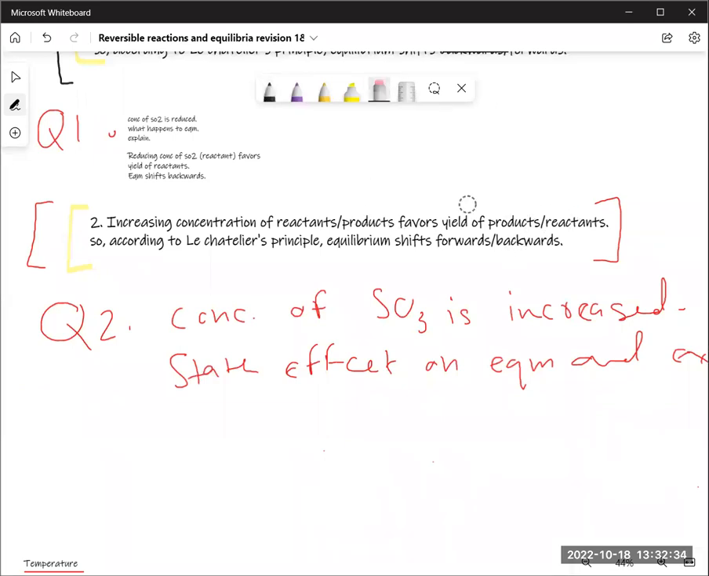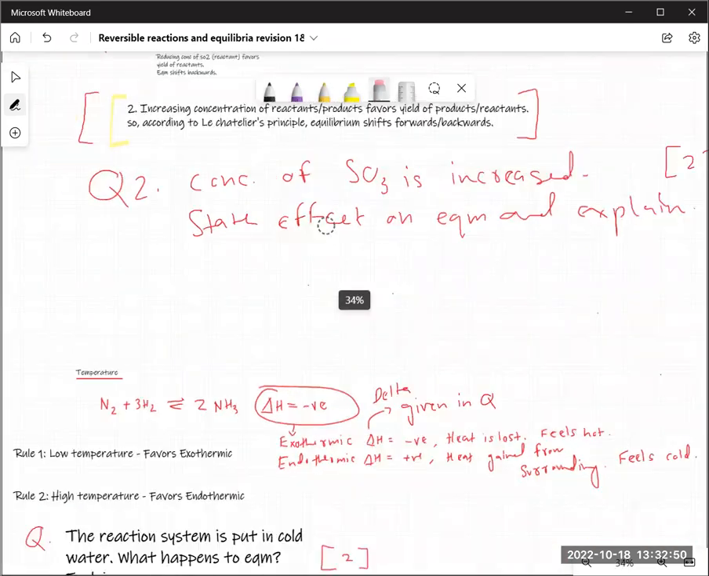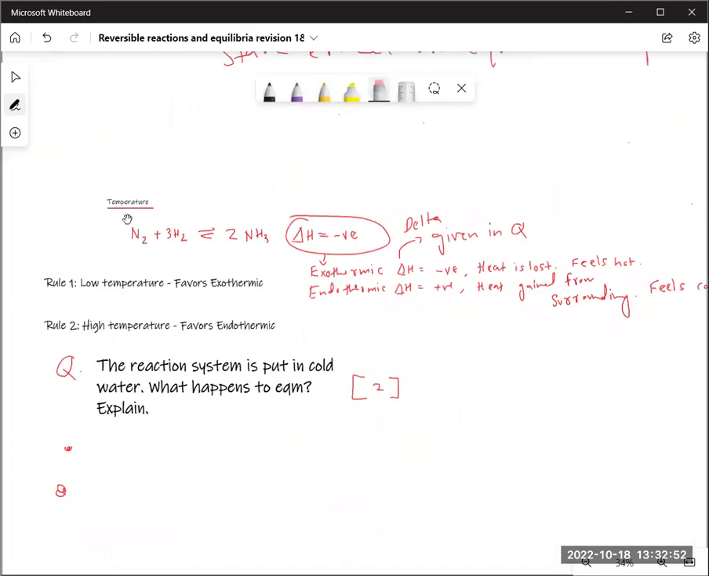Now, Anas, read the second one for products. Increasing concentration of products favors yield of reactants. So according to Le Chatelier's principle, equilibrium shifts backwards. Backwards, perfect. Now you understand how I wrote the rule. Now temperature.